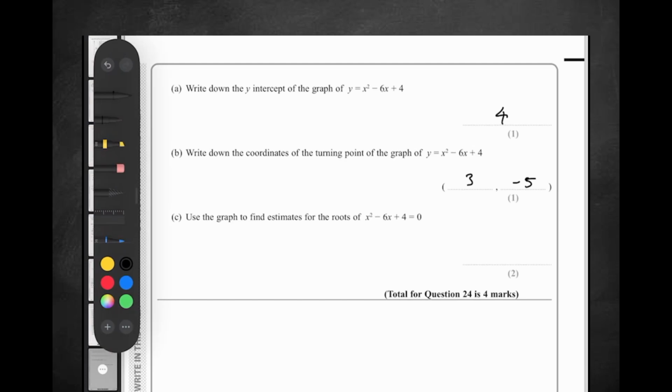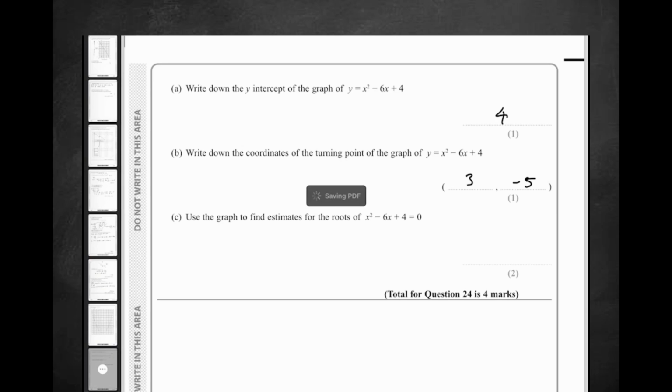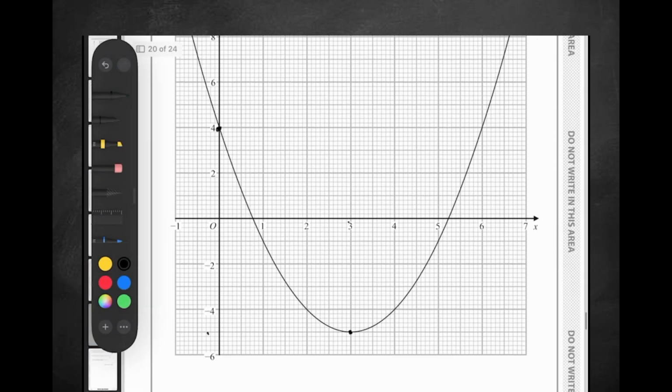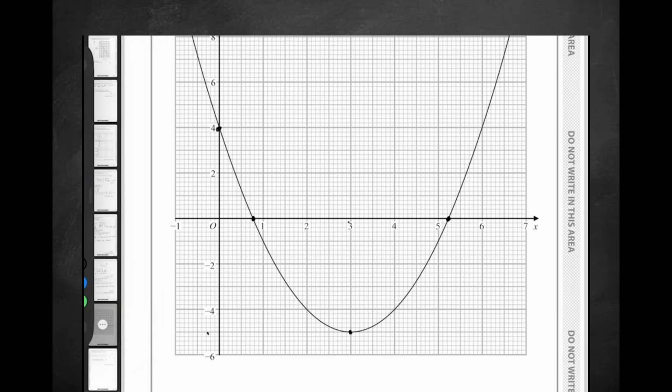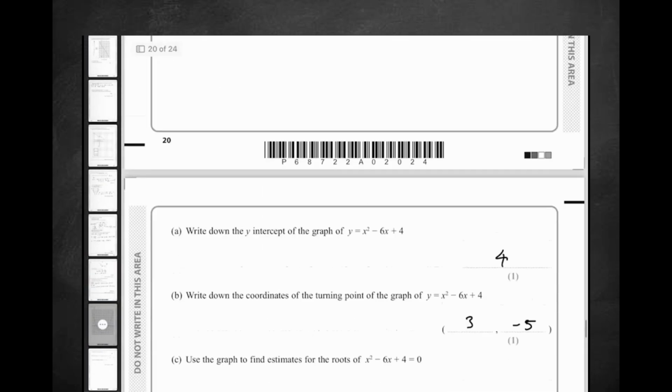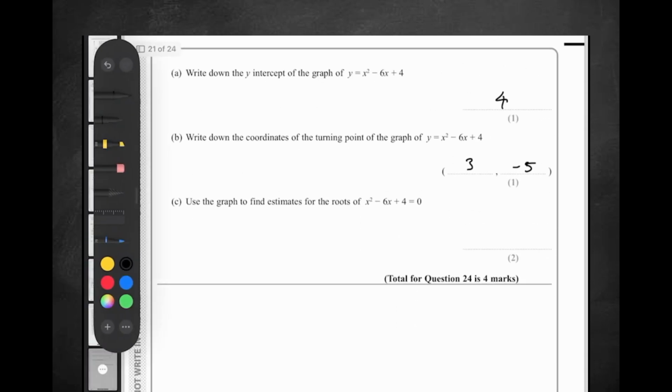Use the graph to find estimates for the roots of x squared minus 6x plus 4 equals 0. So that is suggesting y equals 0. So the points where y equals 0, just here and here. Each square is 0.1. So this is going to be roughly 0.8 on the left and roughly 5.2 on the right. So 0.8 and 5.2.